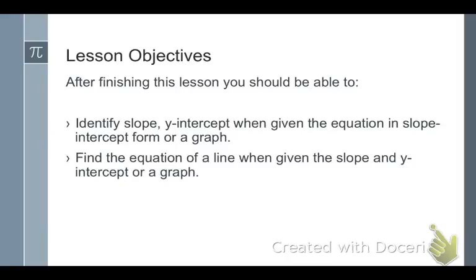So our lesson objectives are to be able to use slope-intercept form of a line in 2 directions. First, if you're given the slope-intercept form, you should be able to identify the slope and identify the y-intercept. You'll be able to pick those 2 things out of a line. Then, if you're given the slope and the y-intercept, you need to be able to find the equation of the line. So once you learn the form, really both of these skills fall out of that.